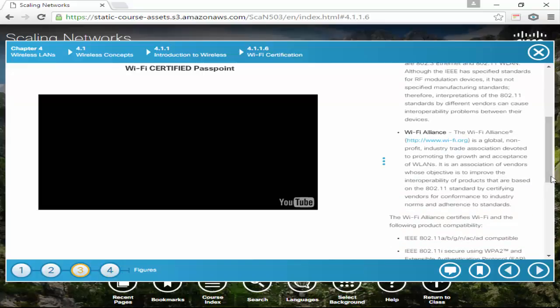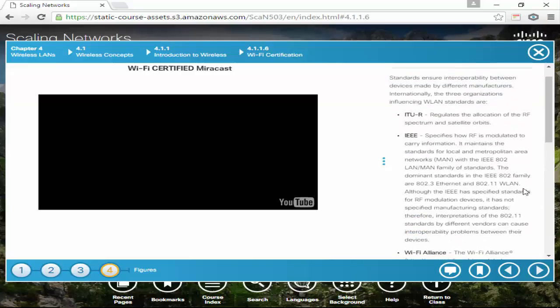Oh no, that's just the Wi-Fi Alliance. It's a non-profit industry trade association devoted to promoting the growth and acceptance of wireless LANs. It is an association of vendors whose objective is to improve the interoperability of products that are based on the 802.11 standard.